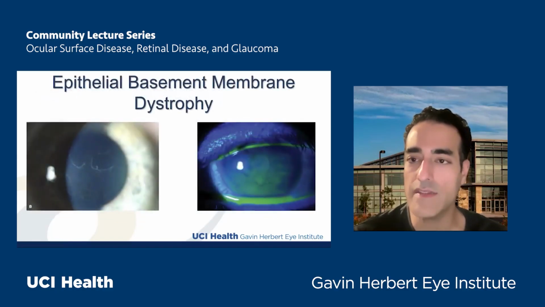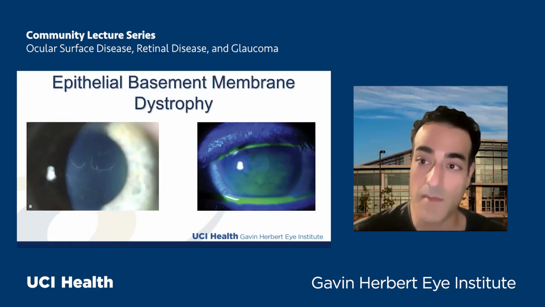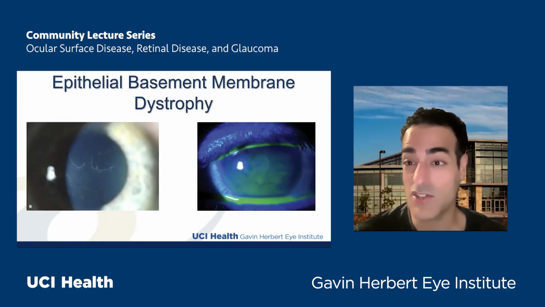A few more conditions here before I pass it on. There is a very common condition, about 10% of the population has it. It's called epithelial basement membrane dystrophy or anterior basement membrane dystrophy. It's a very subtle condition, and I'd say 90% of patients who have this never even know and don't have any symptoms. But basically, the epithelial cells, the lining of the cornea, in some areas are a little bit more elevated than others. And so these patients, if their dry eye gets worse, are prone to having corneal erosion.